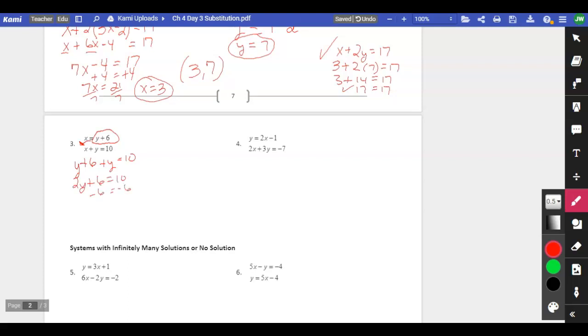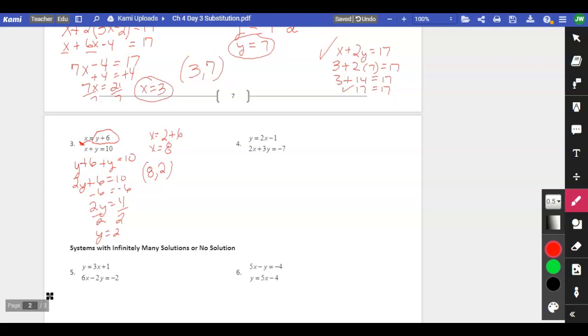Subtract 6. 2y equals 4. Divide by 2. And y equals 2. So this one's going to be pretty easy to check. If y equals 2, then x equals 2 plus 6, so x equals 8. So I get an answer of 8, 2, written as an ordered pair.